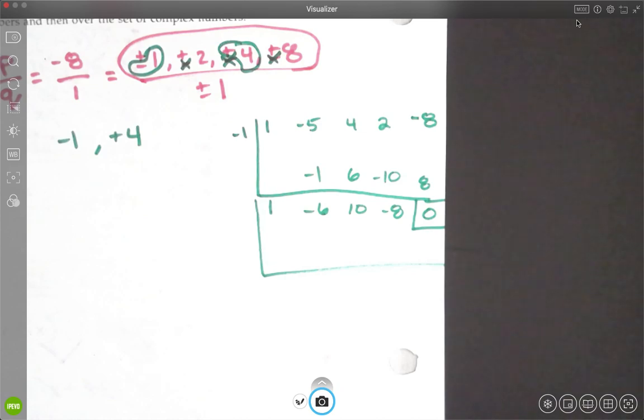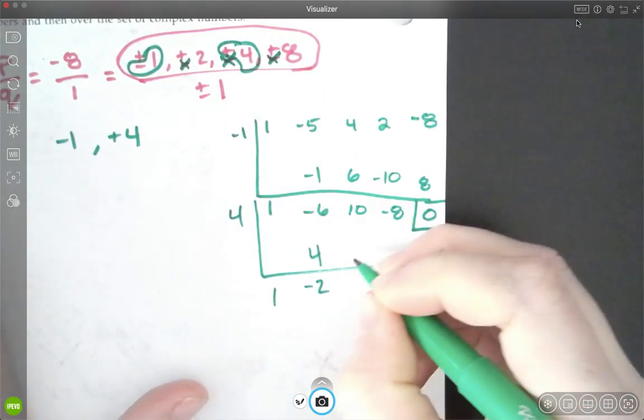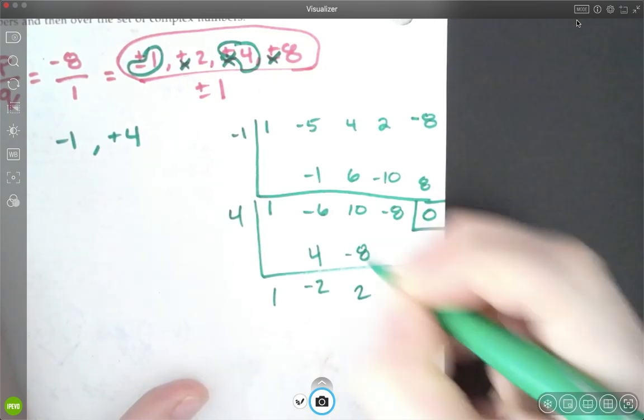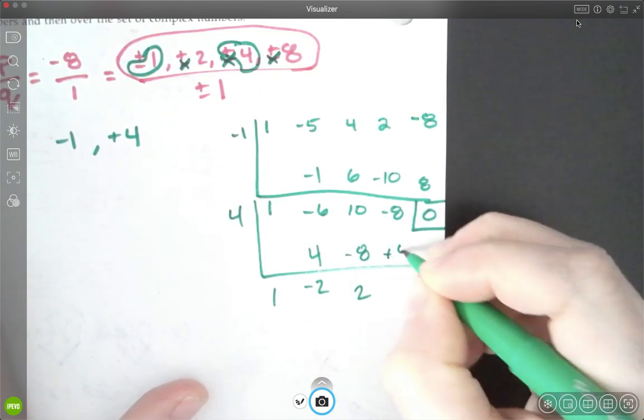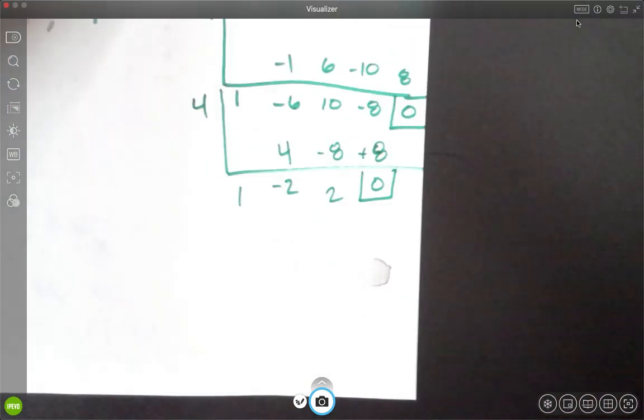Alright, so next. Did you do the next one? You can do this without me. It comes out 1, 4, technically, -2, -8, 2, +8, and 0. We did this in the last problem.